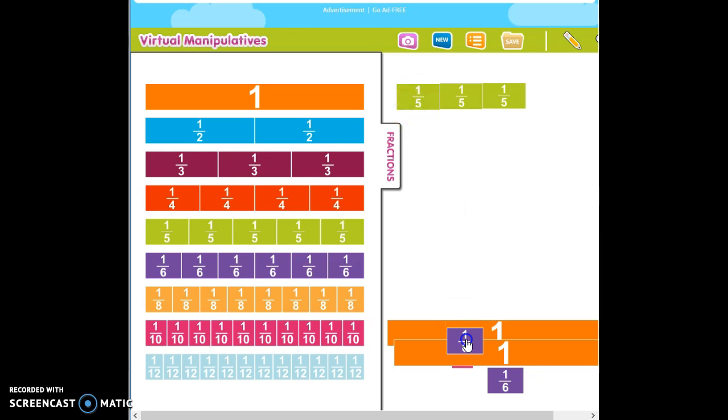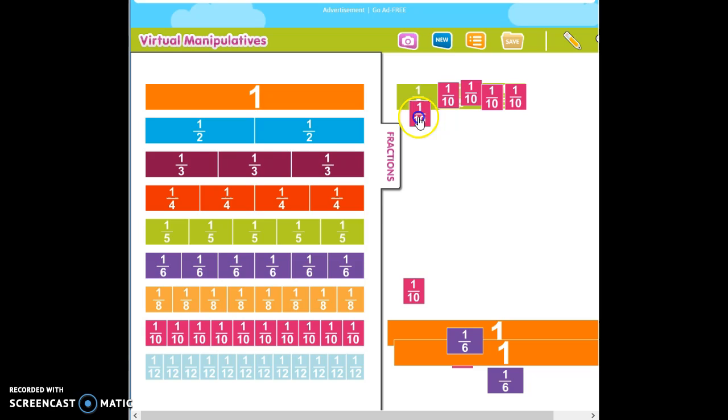6 copies of 1/15. We don't have 15ths, but let's do 6/10, see if that works. I think we found our correct one here. So 2 copies of 1/10 is equivalent to 1 copy of 1/5. So 3/5 is the same as 6/10.